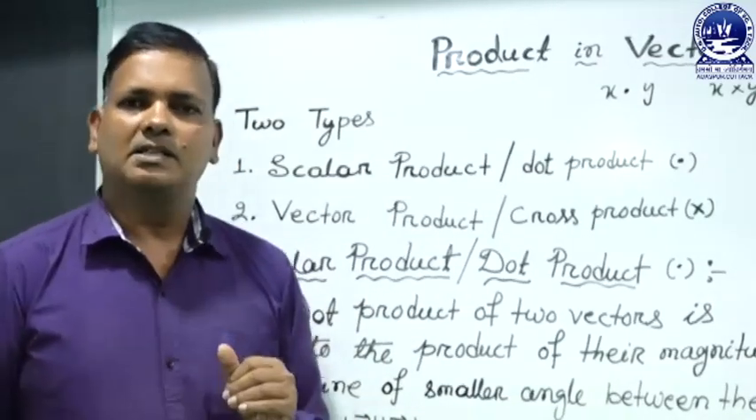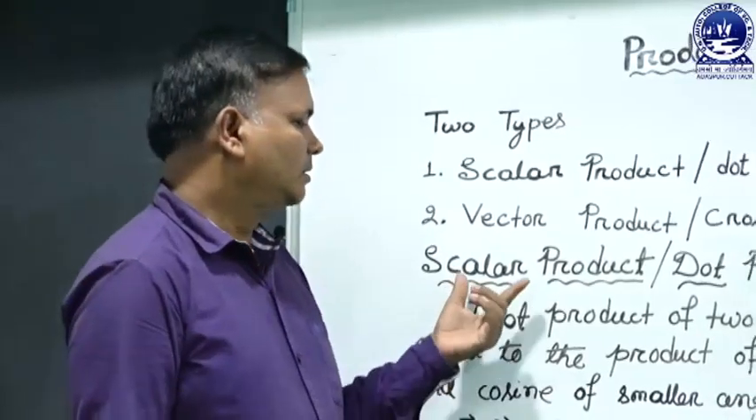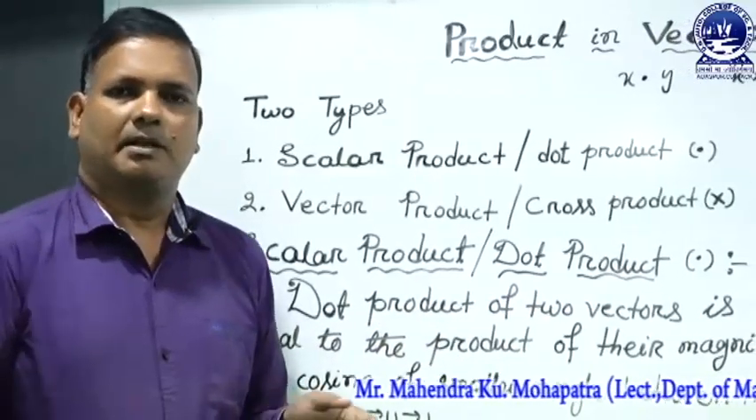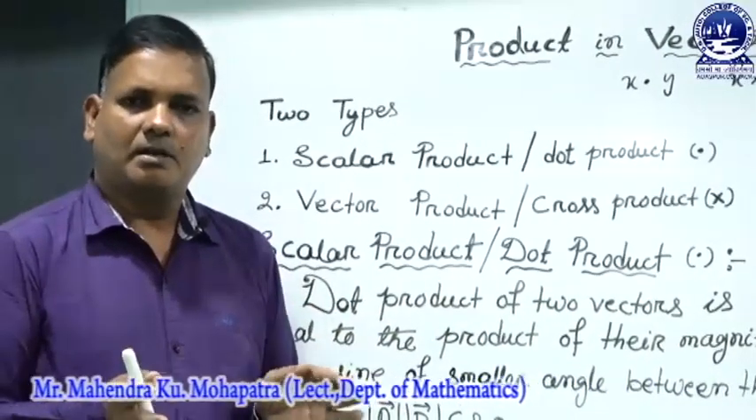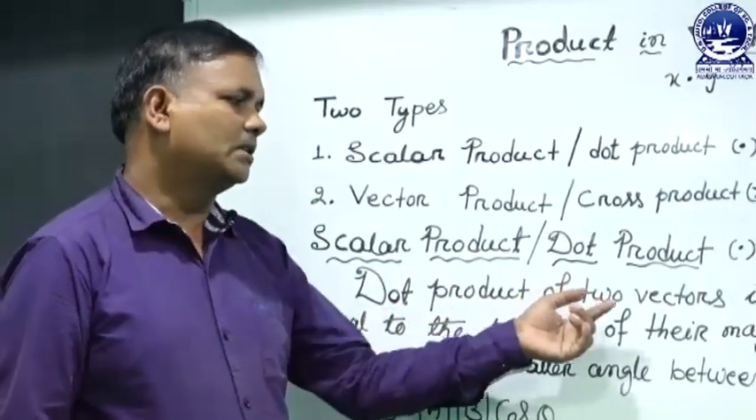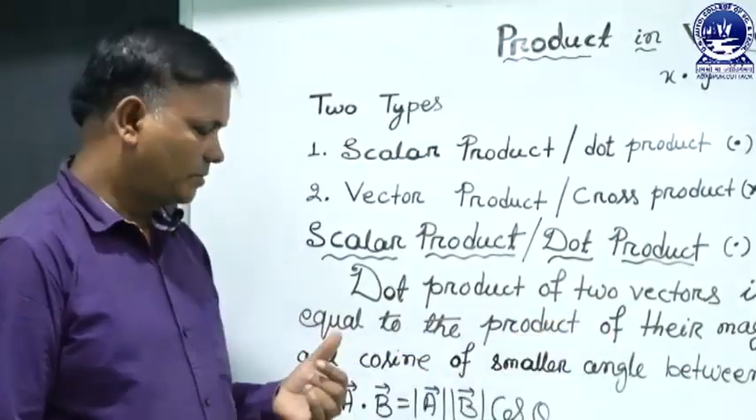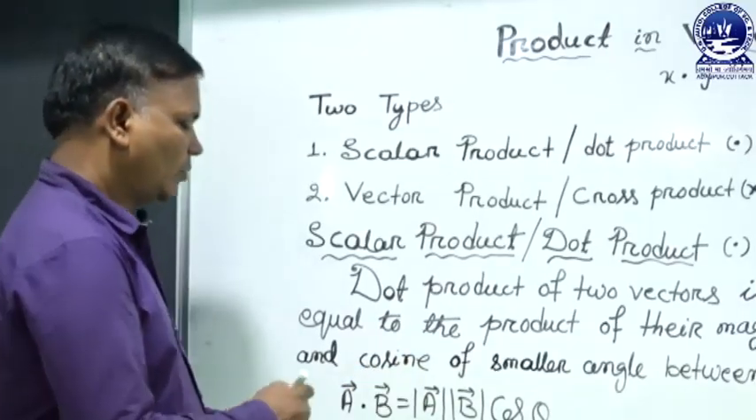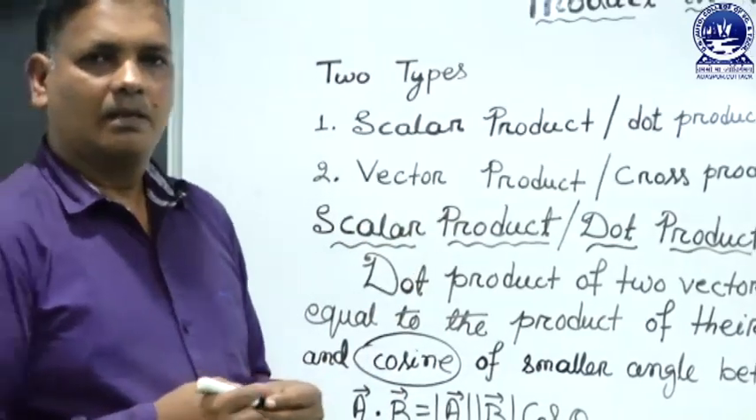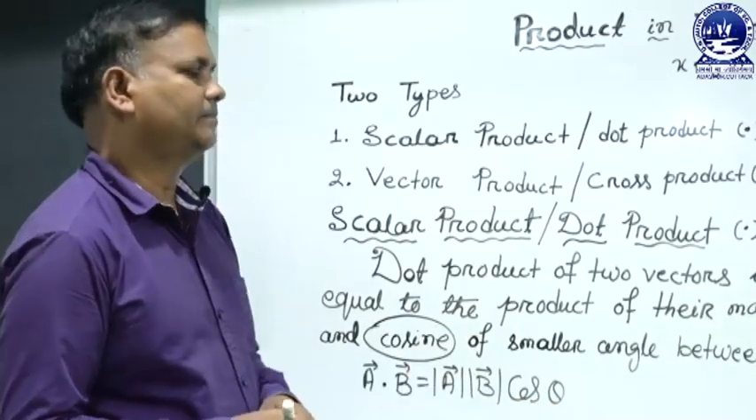First of all, we discuss what the scalar product or dot product is. The dot product of two vectors, that means the vectors are multiplied with a dot, is equal to the product of their magnitudes and the cosine of the smaller angle between them. What is cosine? That means cos theta, where theta is the angle between A and B.